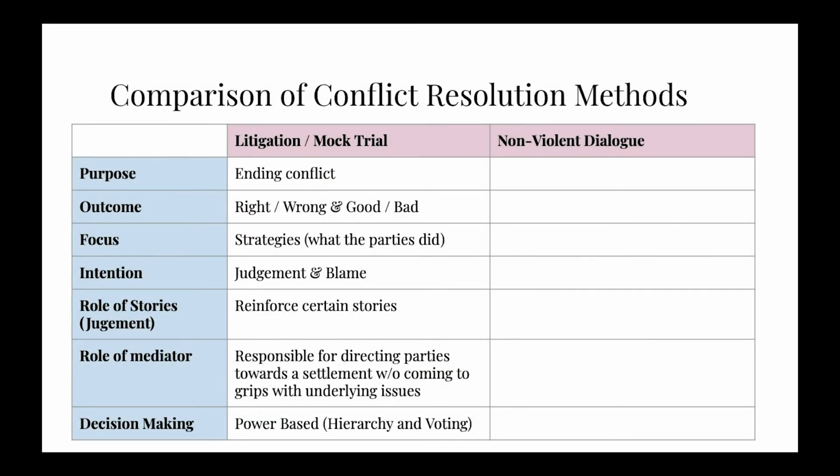So let's begin by learning about what litigation is about. Litigation is a process with the purpose of ending a conflict by bringing a clear outcome in which one party is right and the other wrong, or one is good and the other bad. The prosecutor and the defender's roles in the trial process are to focus on strategies, which is what the individuals did around the issue at hand.